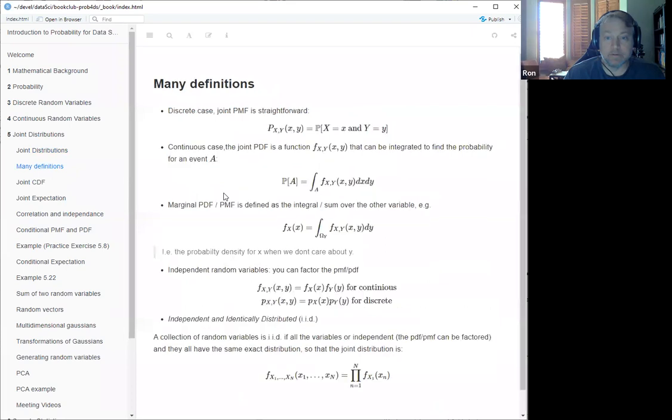So this is the next part of the book. I call it the many definitions section, because he just defines these things one after another, and of course gives some motivations for these definitions, but it's not terribly exciting. Especially if you've worked with these things a long time, you're like, yeah, okay, I get it.